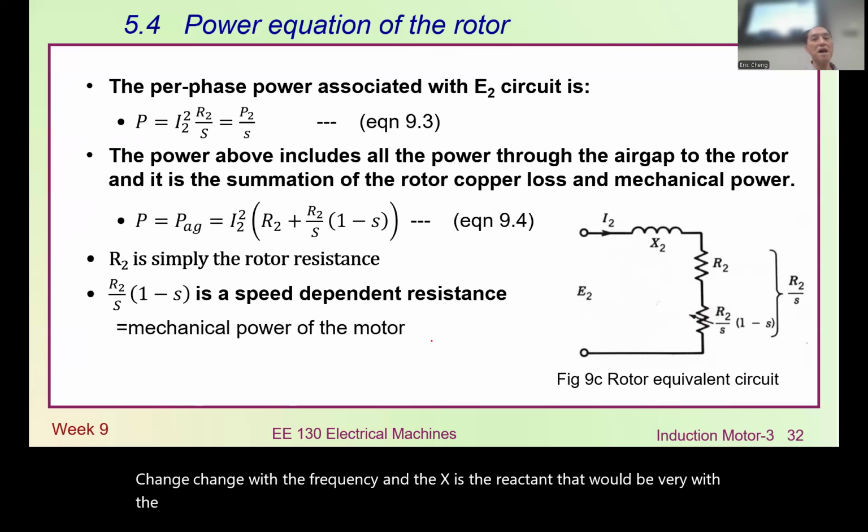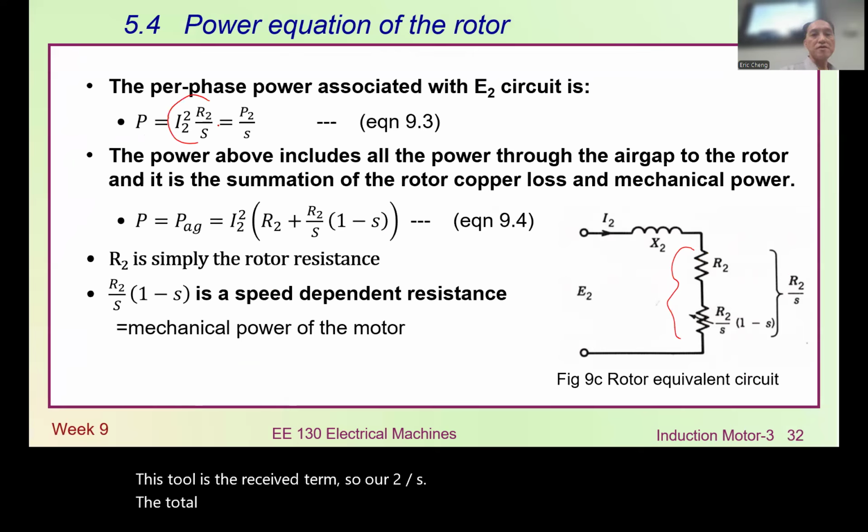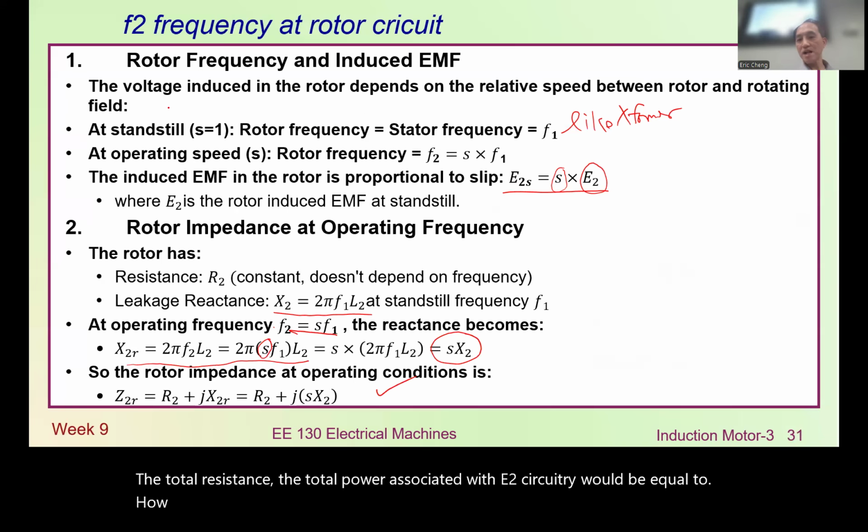So now then the power equation is also quite special. Of course, you can see that the resistive term will be this one. This is the resistive term, R2 over S. The total power associated with the E2 circuitry will be equal to R2 over S. You do remember that? That's how we get that, yeah?